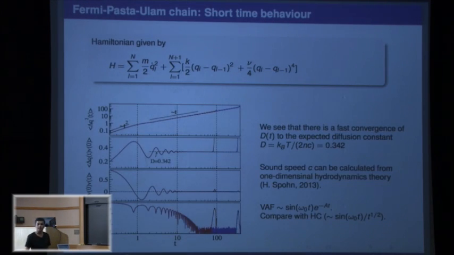So in FPU, particles are allowed to go through each other? Yeah, they can cross. But they're labeled, so you always know which one it is.